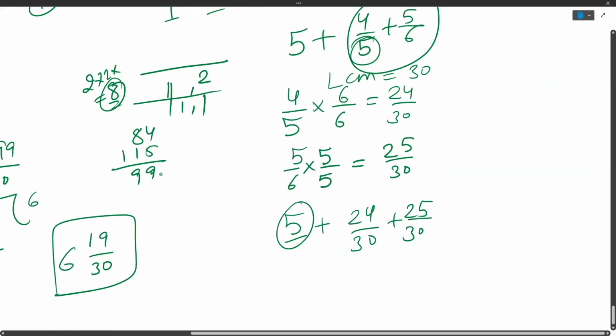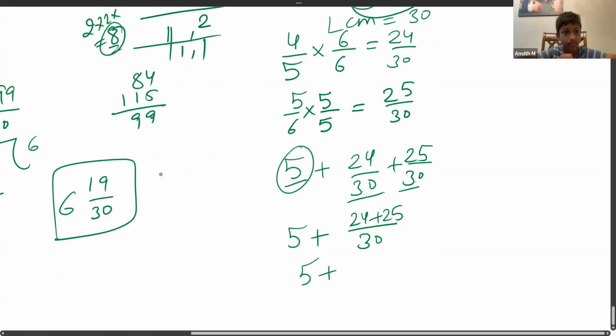Okay. Keep the whole number as it is. Now, how to add these two like fractions? Write the denominator as it is. Add the numerators together. So 5 plus, it is 49 by 30.